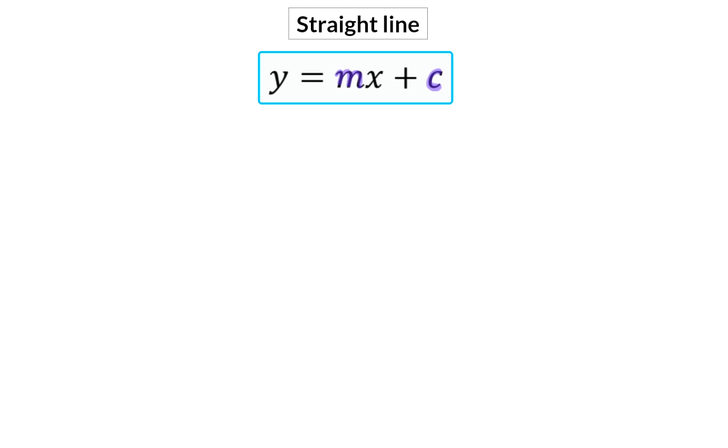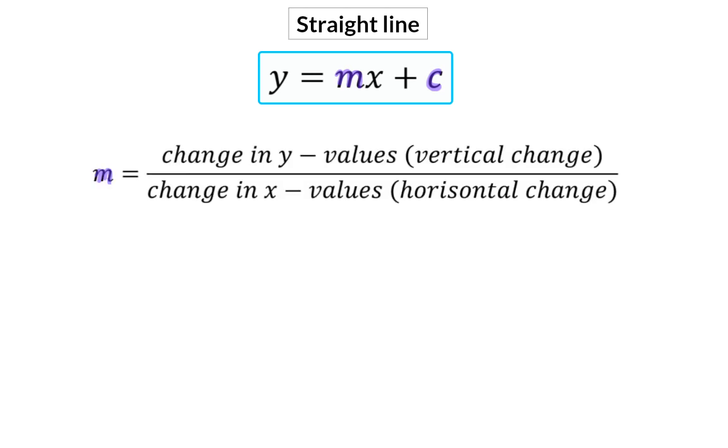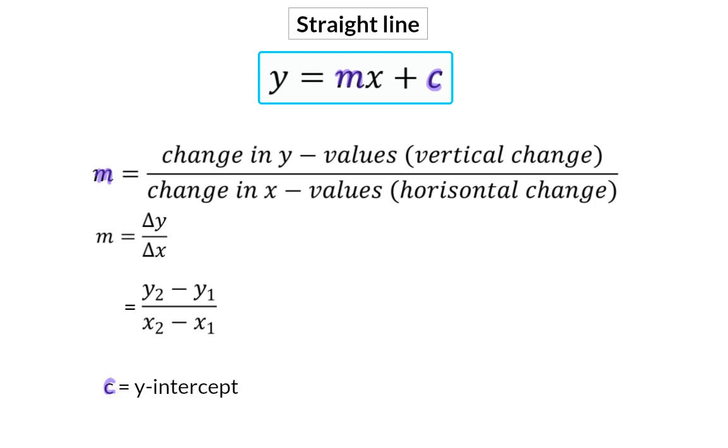We've already seen that gradient means the change in y divided by the change in x values. This formula can be shortened to change in y over change in x, or you can even choose to use the formula y2 minus y1 over x2 minus x1, which determines that change between two coordinates. We also know that c indicates the y-intercept. To determine these two values, you will need to use the information given on the specific sketch. Let's go and have a look at some examples.